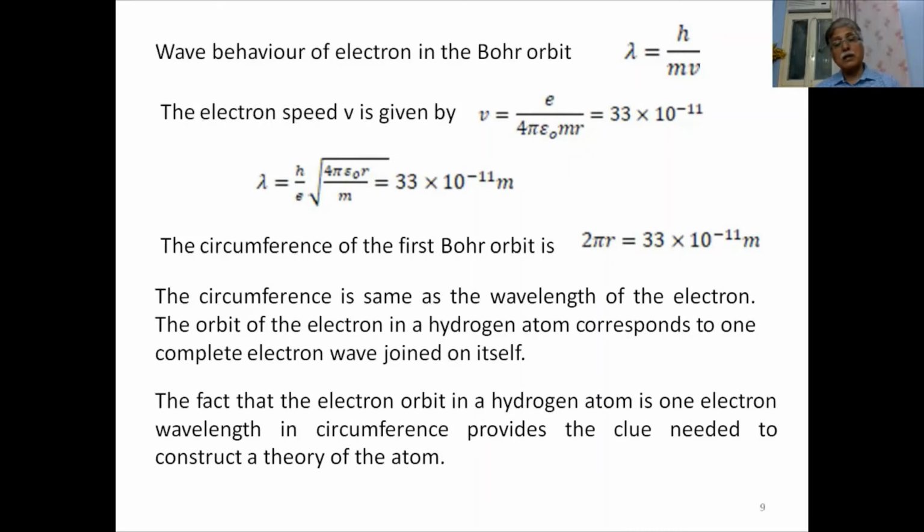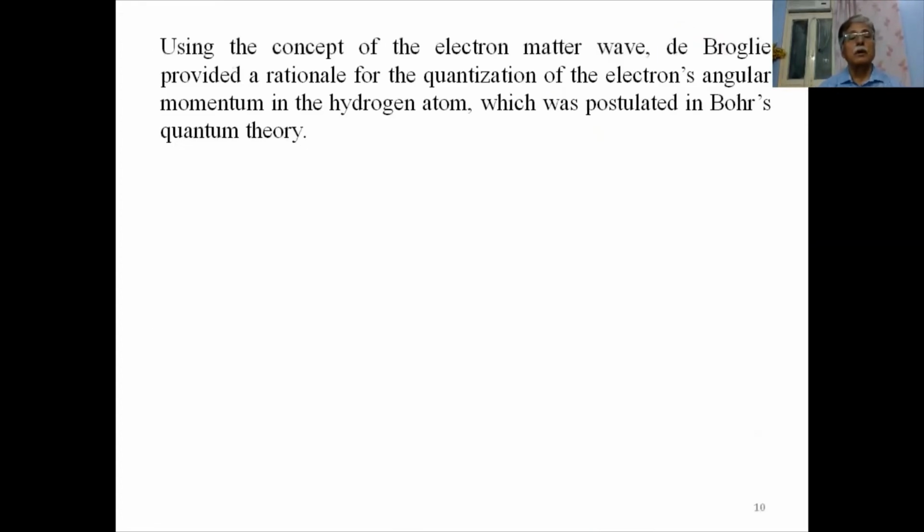Now, the fact that the electron orbit in a hydrogen atom is one electron wavelength in circumference provides the clue needed to construct a theory of the atom, and that was the later-day development in quantum theory. Let us use the concept of the electron matter wave. De Broglie provided a rationale for quantization of the electron's angular momentum in the hydrogen atom. That is what I pointed out.